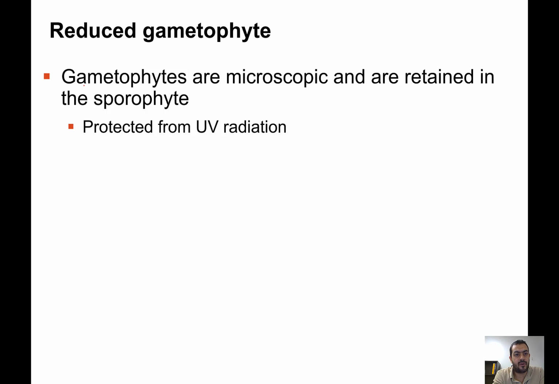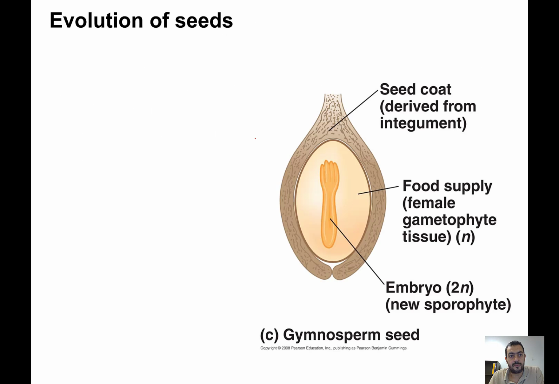Remember, gametophytes are the stage that will produce the gametes, and it is important to protect the gametes from the effect of UV radiation, because as we already discussed, this is a mutagenic factor. So to protect the DNA of the gametes from the UV is one of the advantages of the reduction of the gametophytes. Also, it is a way of protecting them from desiccation so they don't dry out.